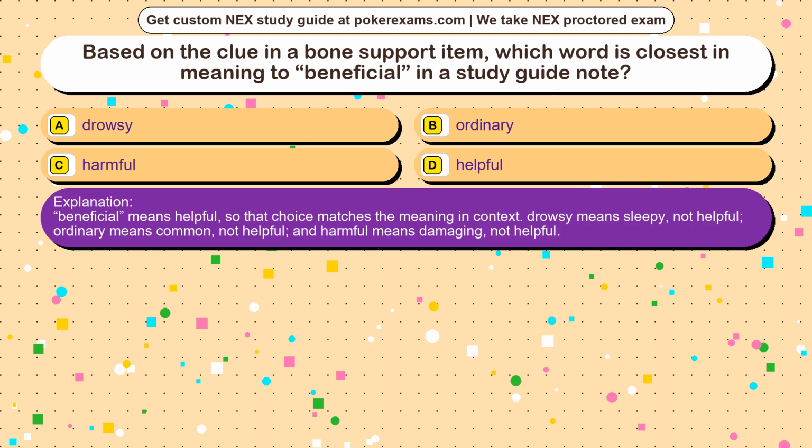Beneficial means helpful, so that choice matches the meaning in context. Drowsy means sleepy, not helpful. Ordinary means common, not helpful. And harmful means damaging, not helpful.